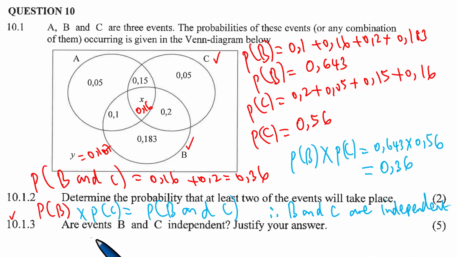Where's the question? Are events B and C independent? Yes. B and C are independent events because the probability of B times the probability of C is actually equal to the probability of B and C, because they are both 0.36.